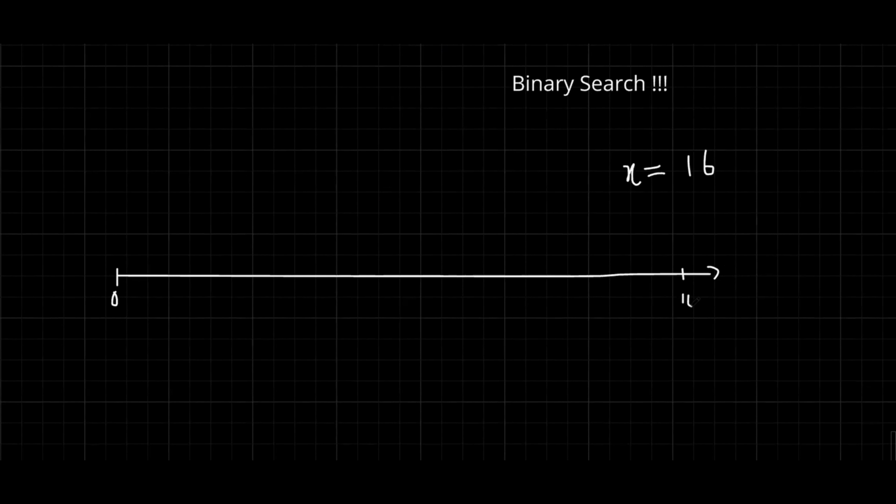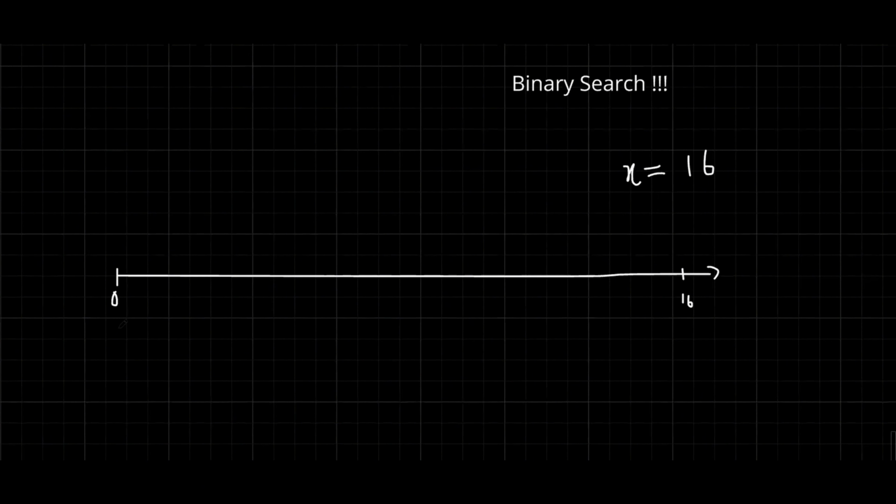We can solve this kind of problem by using the binary search algorithm. Here, the algorithm is pretty simple. Suppose we are given the value x equal to 16. So how does the binary search algorithm work here? Let's take a number line starting from 0 and the final value is, let's say, 16. And there are values in between as well.